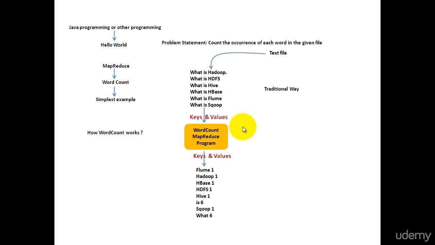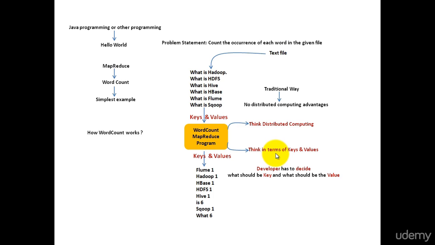The problem solved using MapReduce can also be solved in the traditional way. But you won't get the advantages of distributed computing. So from now on, you need to think in terms of distributed computing. And also you need to think in terms of keys and values. Whenever you are given a problem to solve, and if you are using MapReduce to solve that problem, then you need to decide what has to be the key and what has to be the value. That is, the developer has to decide what has to be the key and what has to be the value. Keeping this in mind, let's start with the MapReduce program.